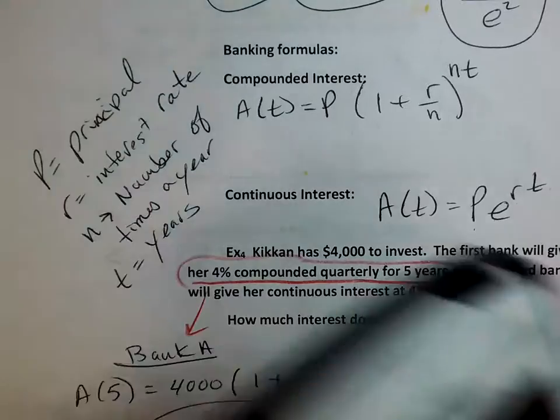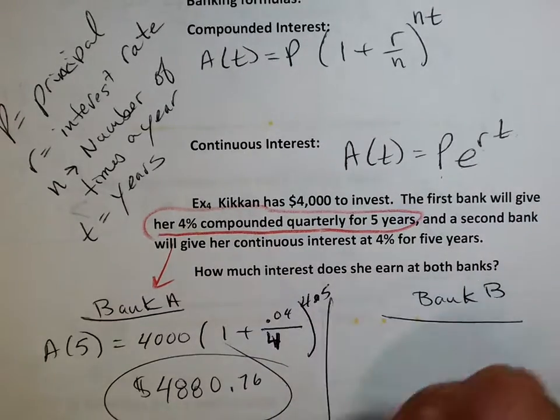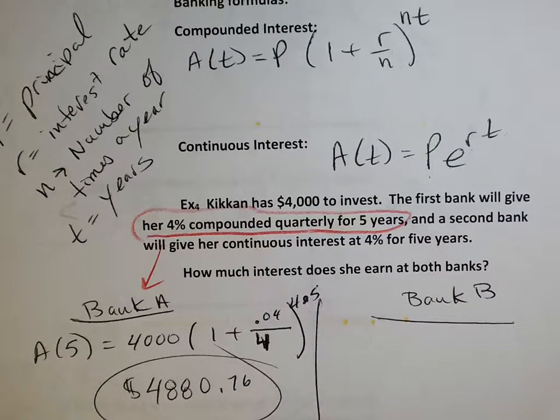So Keegan now has $4,880.76 in her bank account. So she made about $800, right? $880 is what she made. Okay, cool. Now Bank B is going to give it to her continuously.